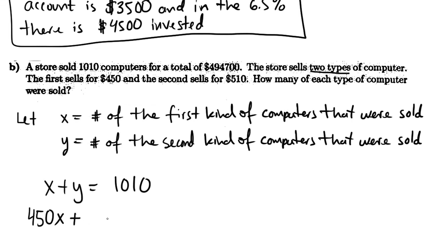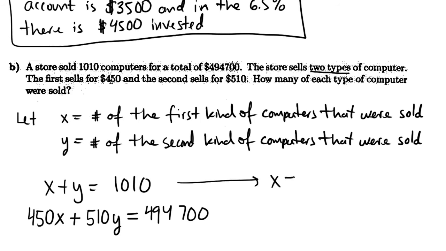And then I add it to the money I made from the second kind of computers sold. Those ones go for 510, and I sold y of them. So I multiply those to get the total revenue from the second kind of computer. And then I add them up to get my total revenue. And we're told the total revenue is this number here, 494,700.